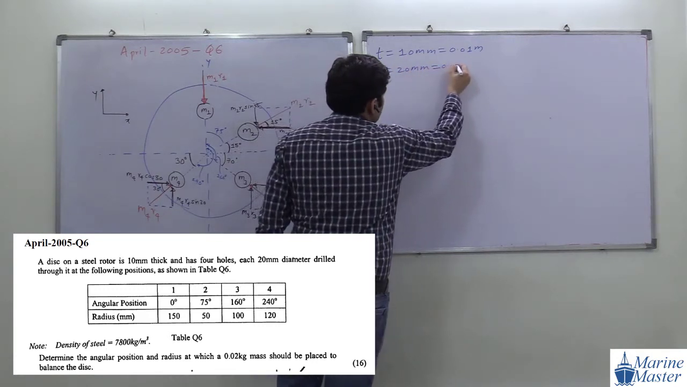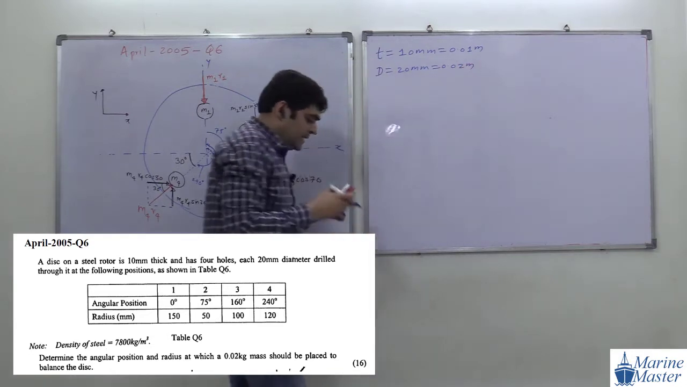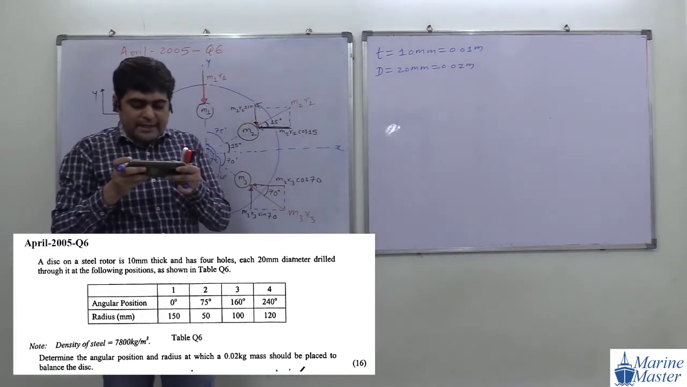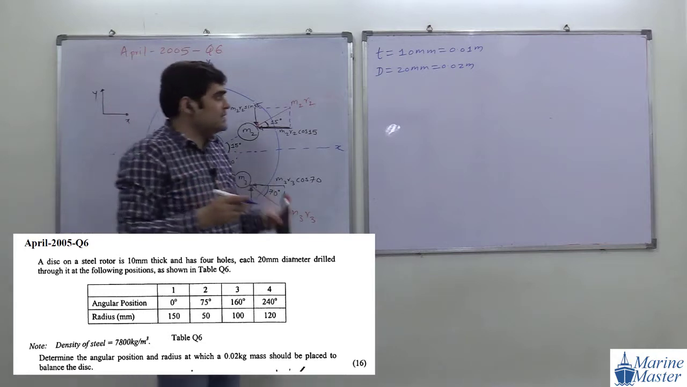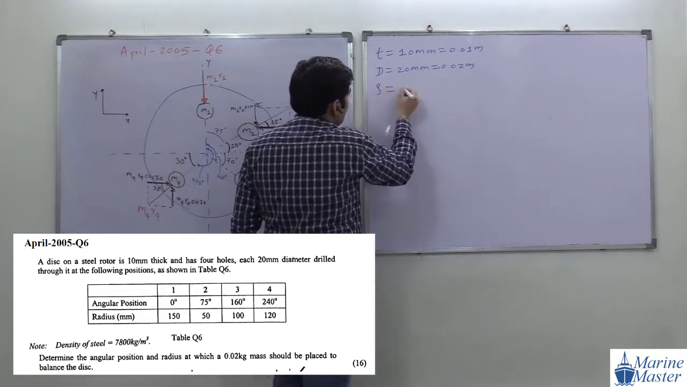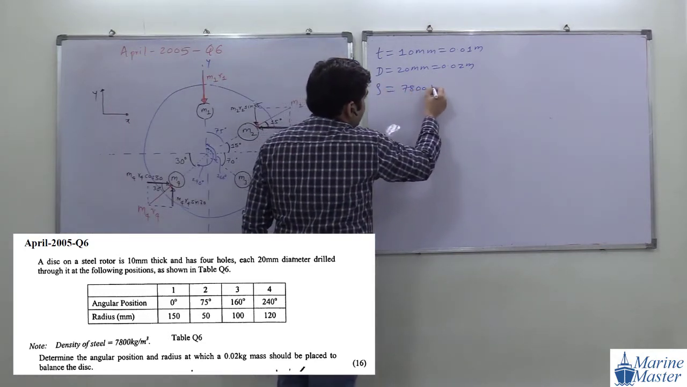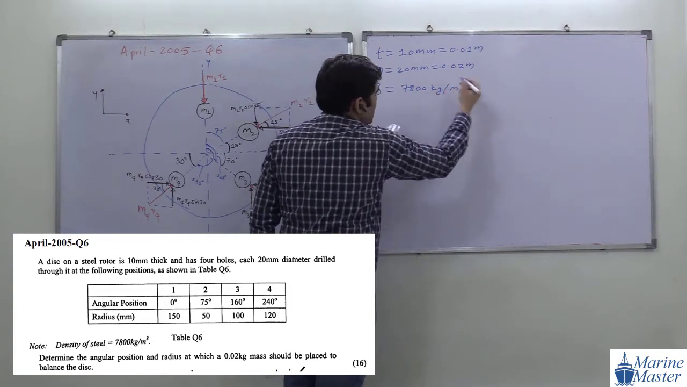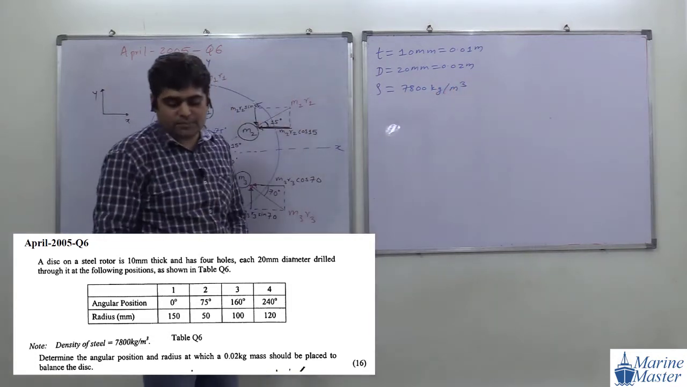Means 0.02 meter. And in the bottom, they have given us what? Density. Density is how much they have given us? 7,800 kg per meter cube.